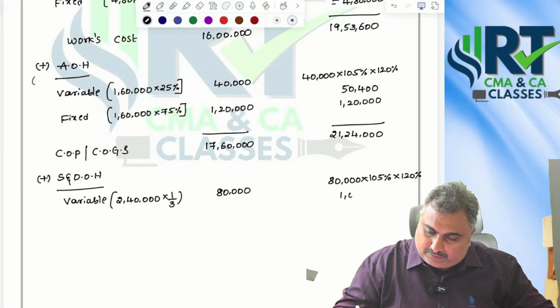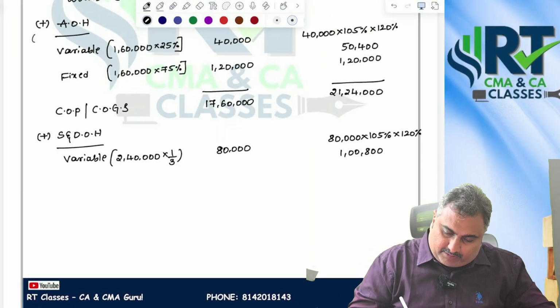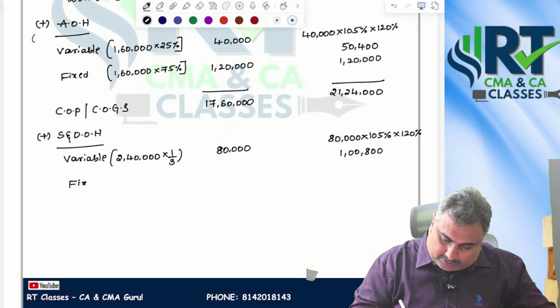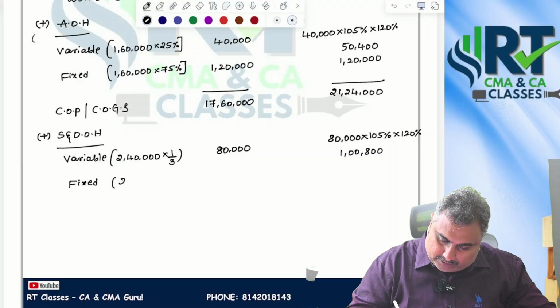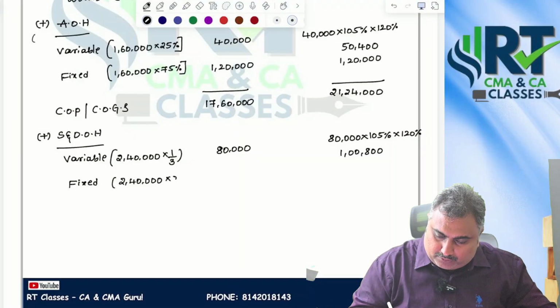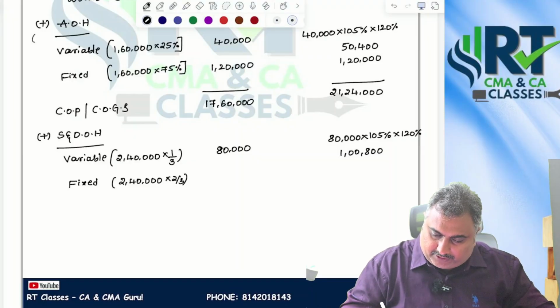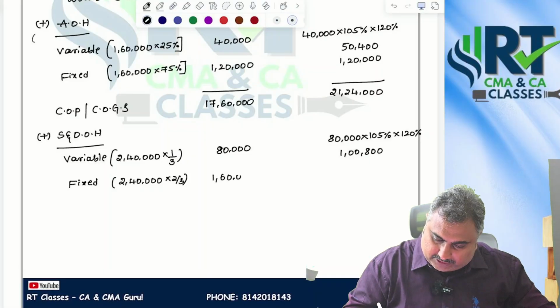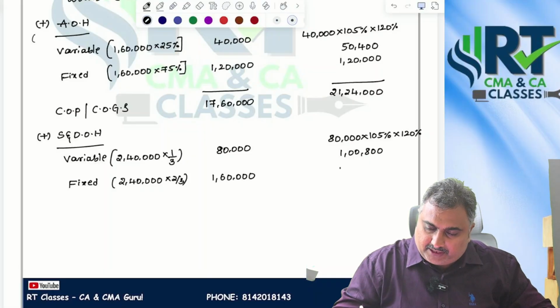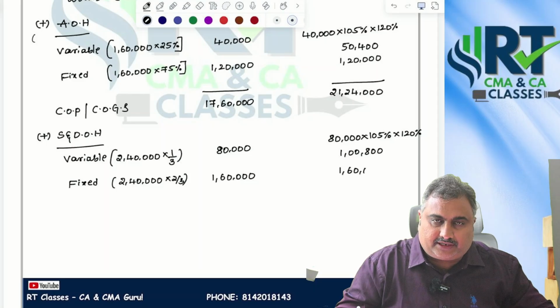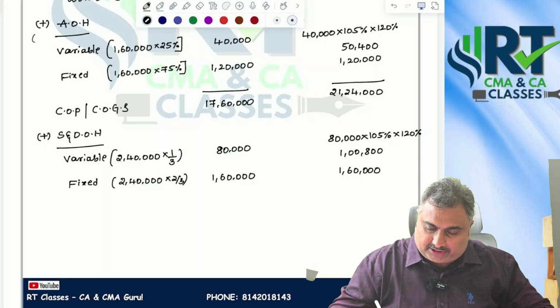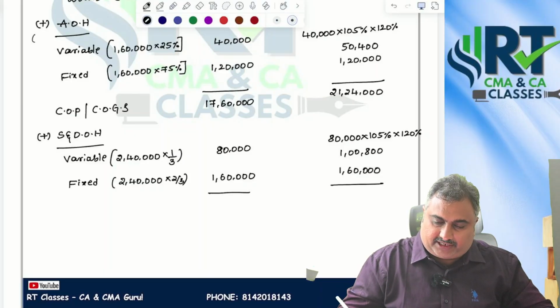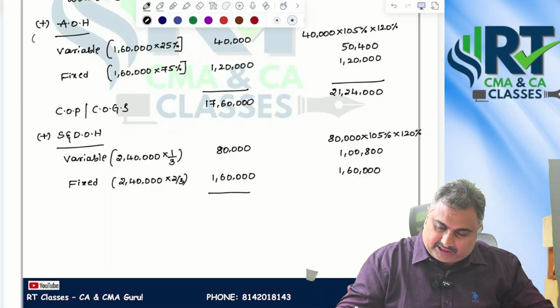That is equal to 1,08,000 rupees. Then what about fixed given in the question? 2/3. So 2,40,000 into 2/3 itself, then you are getting 1,60,000 as your fixed. Here also, no information regarding fixed selling administrative overheads. That's the reason we are taking both the concern things the same.